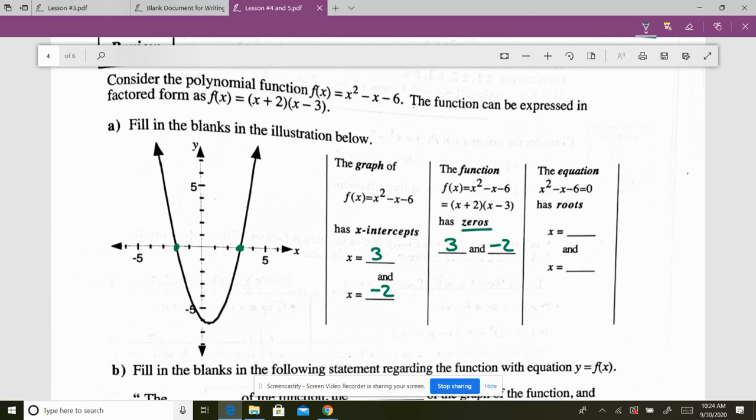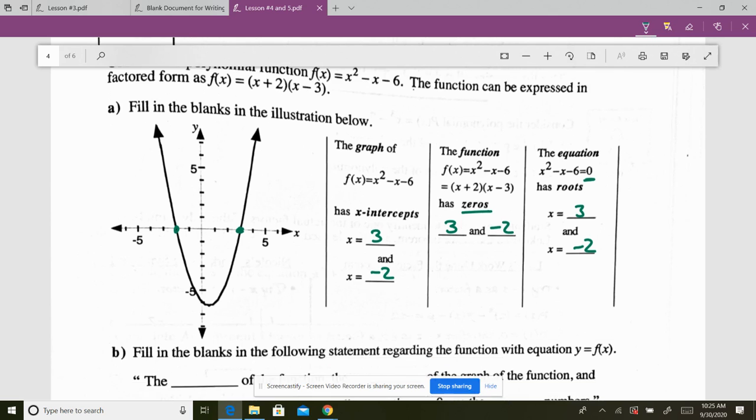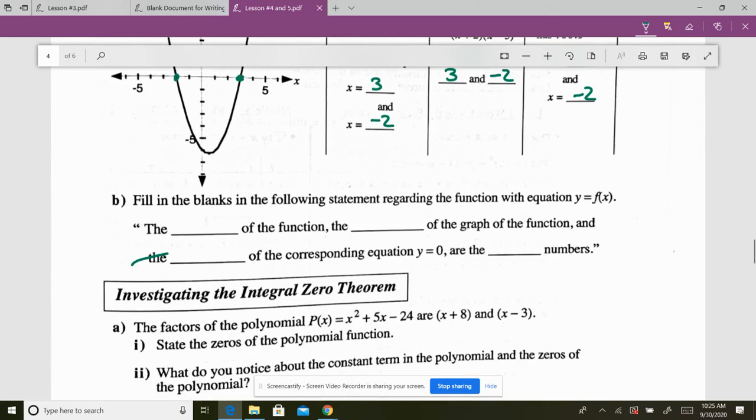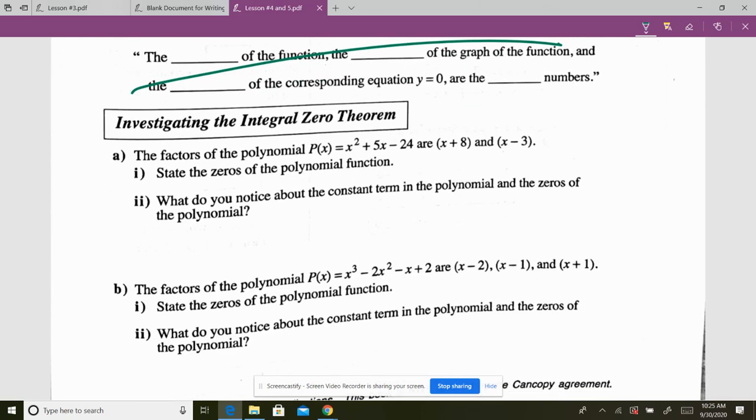And if you solve the equation where it equals 0, that basically gives you 3 and -2. Those are called roots. Remember from grade 11, roots, x-intercepts, and zeros are all the same thing. Same number anyway. Okay. Don't worry about that.